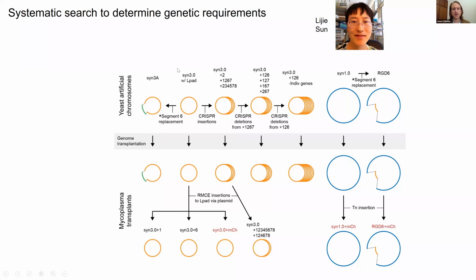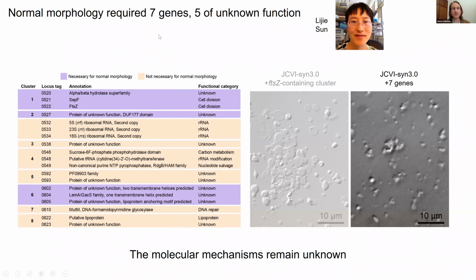So Liji developed systematically a number of strains to test hypotheses about different combinations of genes to find which combination of genes is the smallest number of genes necessary to confer normal cell division. And this was done using genome editing techniques, both in the yeast as well as after transplantation into the mycoplasmas. So after generating many strains, Liji identified that these 7 genes distributed across these 3 clusters are together necessary for normal cell division in this organism.